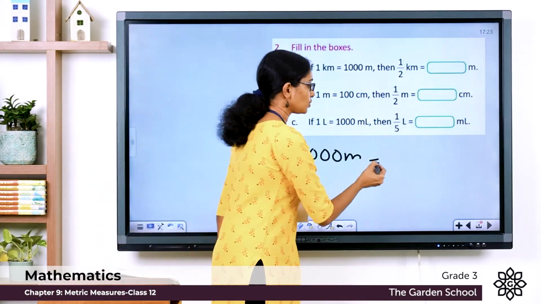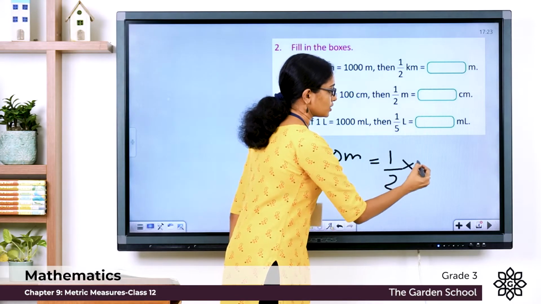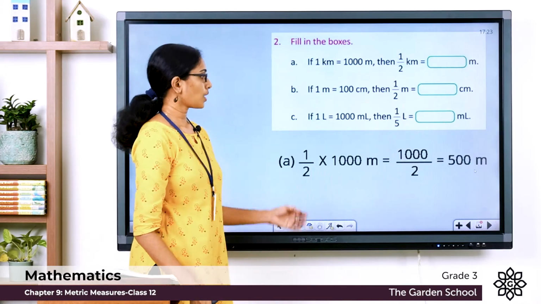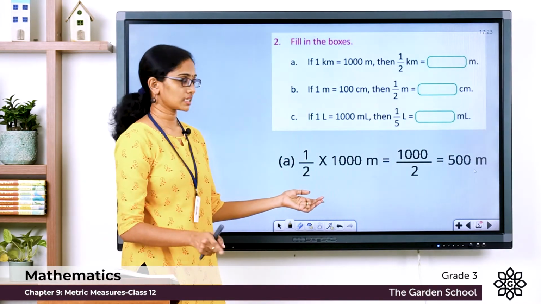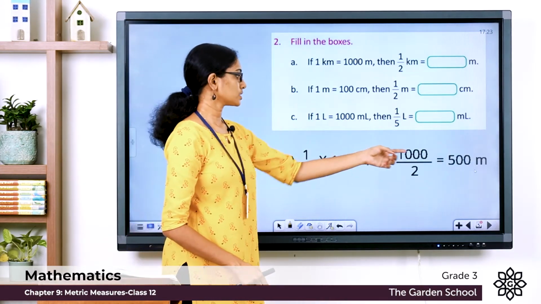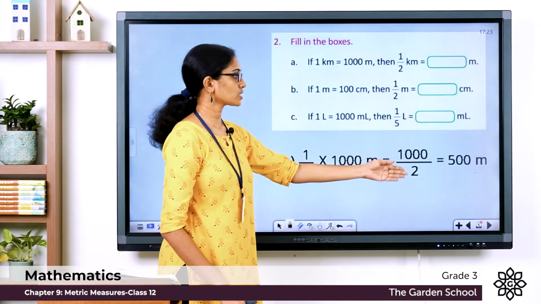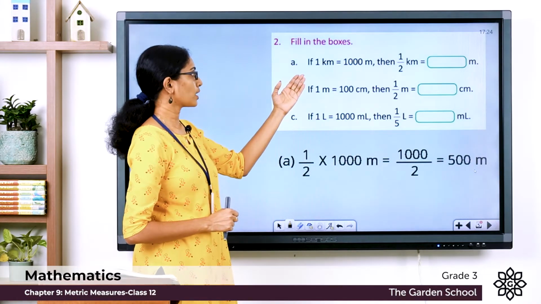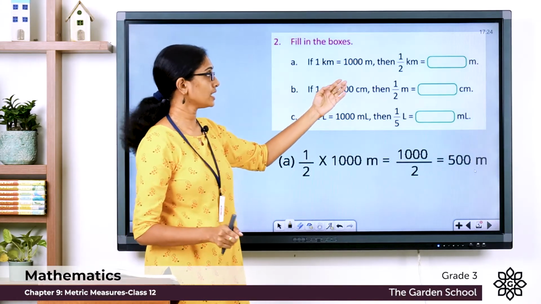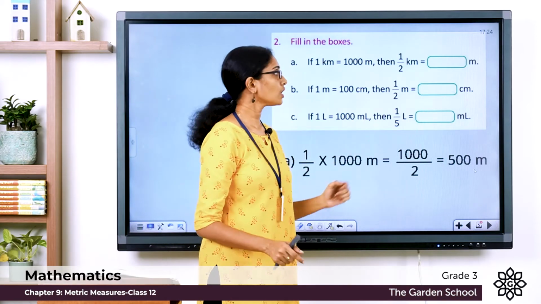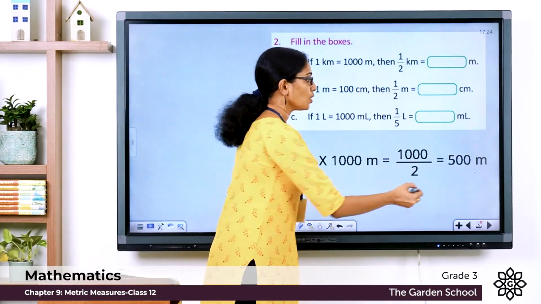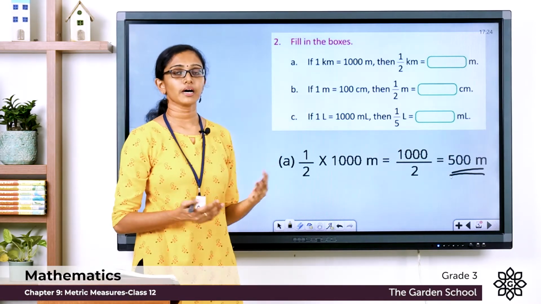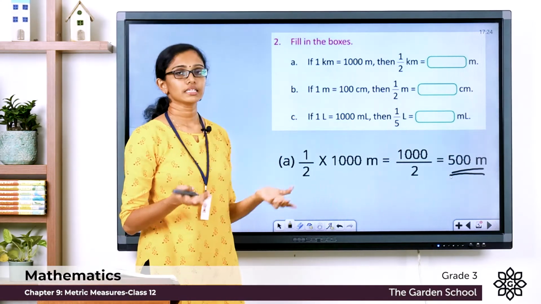This is equal to 1 by 2 into 1000 meters. So how can we do this? 1 by 2 into 1000 meters is equal to 1 into 1000 by 2. And what is 1000 divided by 2? It is equal to 500. So you can say 1 kilometer is equal to 1000 meter, then 1 by 2 kilometers or half a kilometer is equal to 500 meter, which is 1000 divided by 2 or the half of 1000.